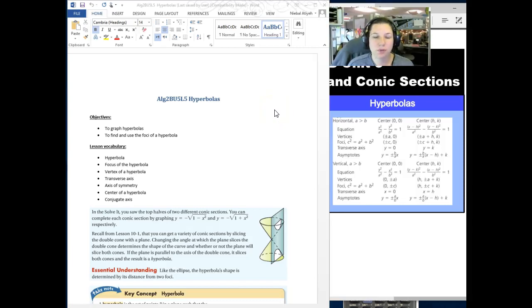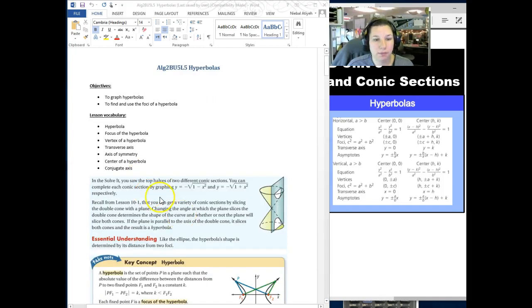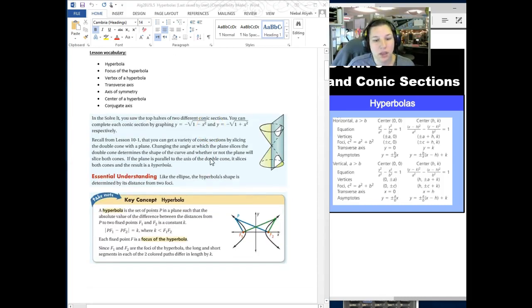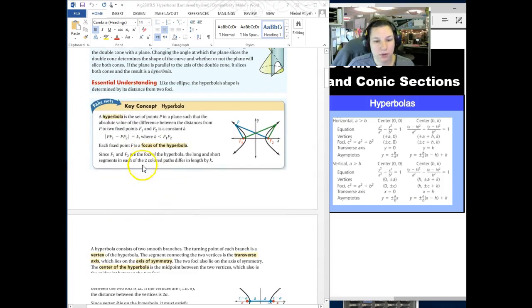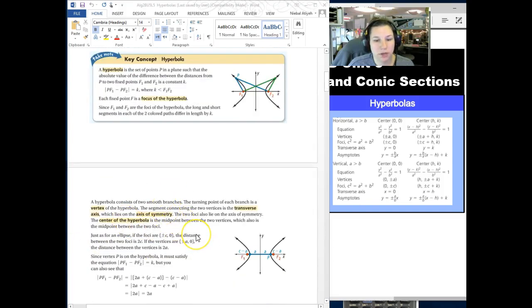Hyperbolas. So for this lesson, you know how to graph the hyperbolas and to find and use the foci of the hyperbola, so similar to the ellipses. We've got your vocabulary for the different properties, so the shape, the focus, the vertex, the transverse axis, axis of symmetry, where's the center of the hyperbola and the conjugate axis.